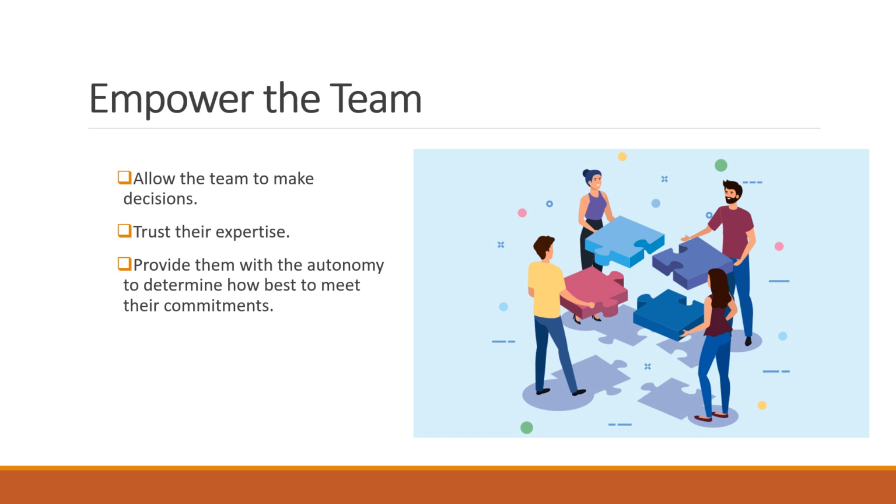Empower the team. Agile is rooted in empowerment and self-organization. Avoid micromanaging the team. Instead, allow the team to make decisions. Trust their expertise. Provide them with the autonomy to determine how best to meet their commitments.